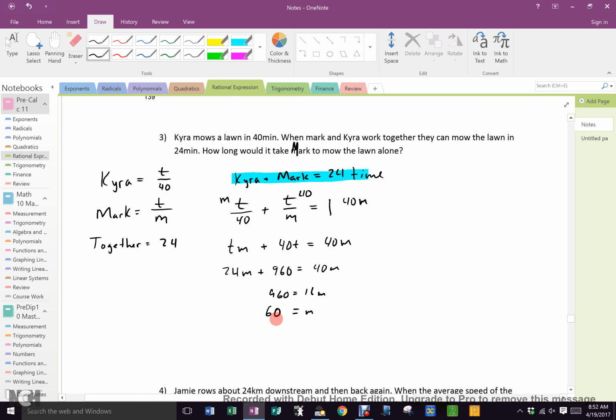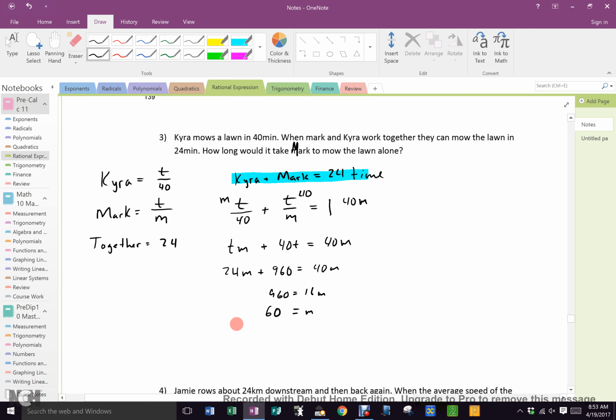Does that make sense? It takes 24 to do it together. Takes her 40. Takes Mark 60. Does that make sense? Mark didn't want to mow the lawn very much. Mark doesn't want to mow the lawn, but does it make sense? Did we get a number that makes sense? Yes, because it's longer than the time they would work together. Then why what? 24 went in for every T.